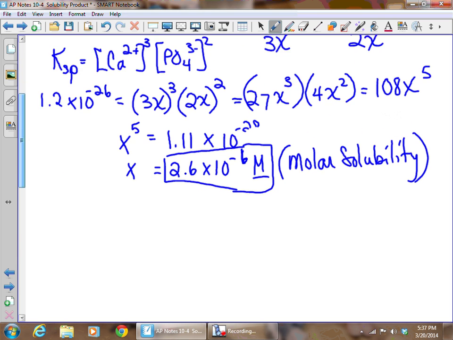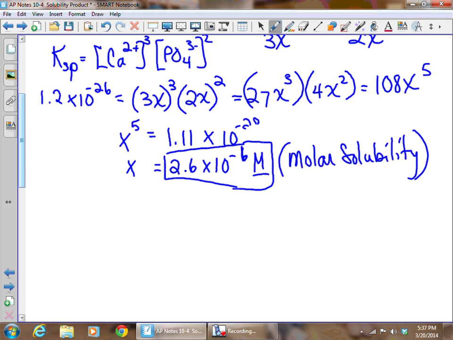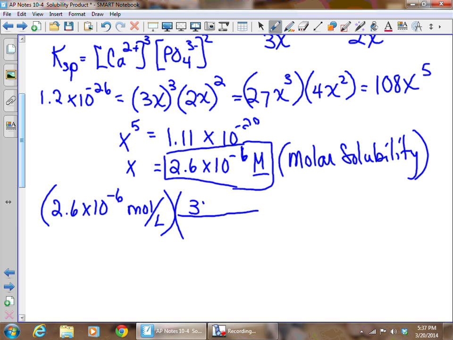Now, in addition to wanting the molar solubility in moles per liter, it also asked us to find the molar solubility in grams per liter. Once we know that it's 2.6 times 10 to the minus 6th moles per liter, we simply need to find the molar mass of calcium phosphate. The molar mass of calcium phosphate is 310.18 grams per mole, which gives us a solubility in grams per liter of 8.0 times 10 to the minus 4th.